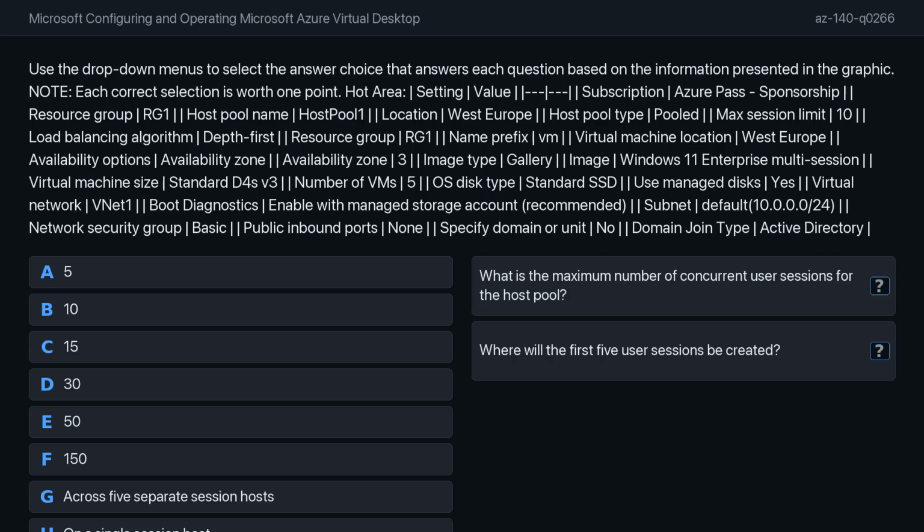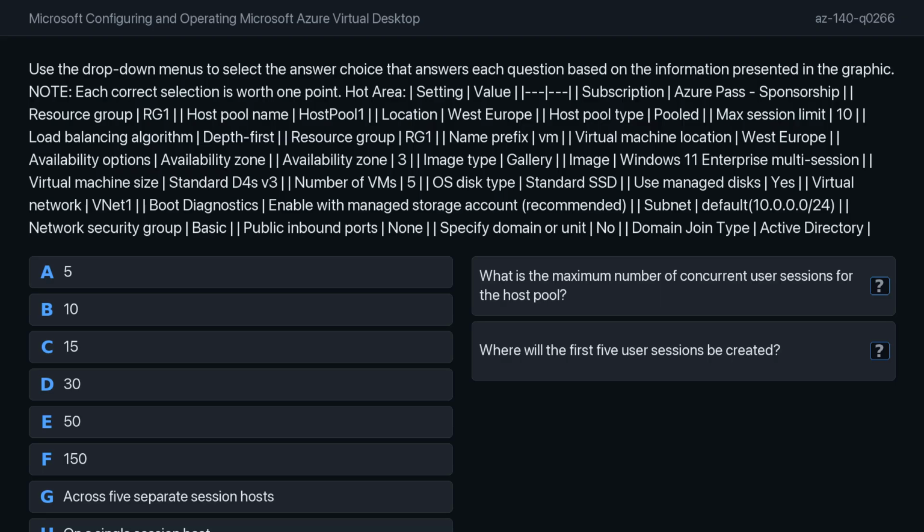Use the drop-down menus to select the answer choice that answers each question based on the information presented in the graphic. The table shows two columns, Setting and Value. Row 1, Subscription, Azure Pass Sponsorship. Row 2, Resource Group, RG1. Row 3, Host Pool Name, Host Pool 1. Row 4, Location, West Europe.